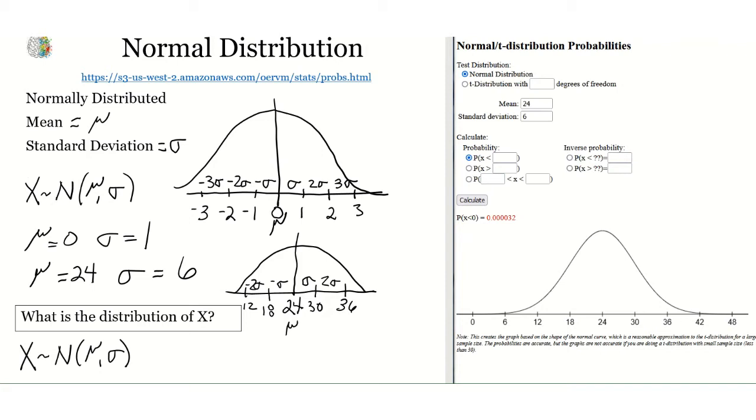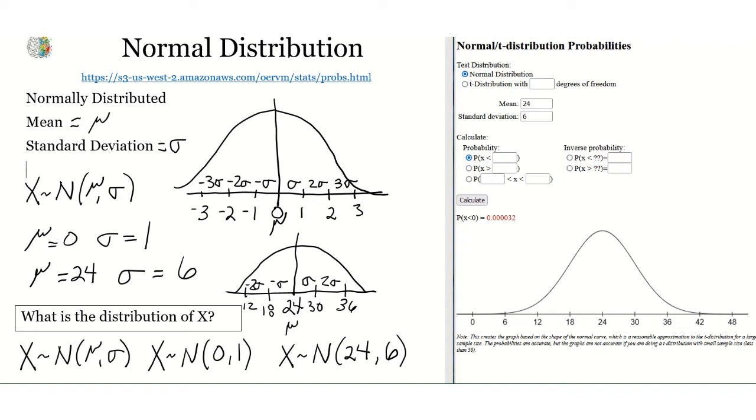So we saw with our first graph, we had a mean of 0 and a standard deviation of 1. That tells me my distribution of X is going to be the random variable X tilde N, for normal, my mean, which was 0, and my standard deviation of 1. On my second graph, my distribution for X is going to be the random variable X tilde N, for normal, the mean, which was 24, and the standard deviation of 6.